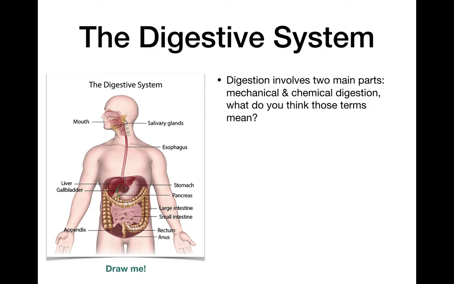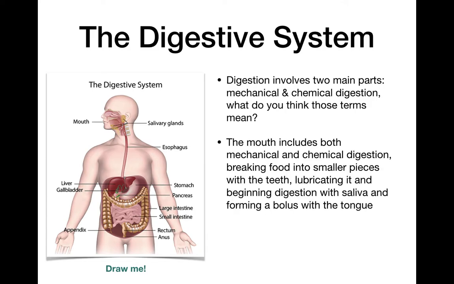Well, mechanical digestion is physically breaking down the food, making it into smaller pieces, like cutting it up. And chemical is where we use enzymes to help break down the molecules at a chemical level, breaking bonds between different molecules of food.